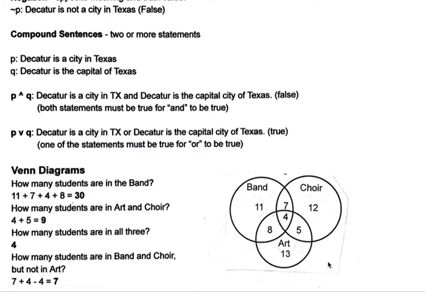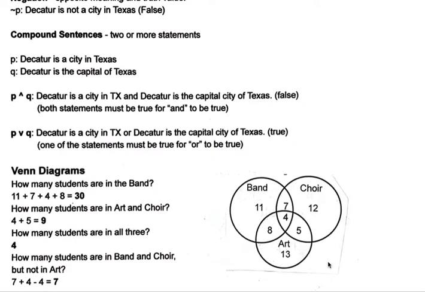Now we're going to get into what are called Venn diagrams. Kind of cool looking things. Multiple circles. You'll see these in papers and different things like that. But just so you understand what's going on here, we got band students, choir students, and art students. Now, band, what we're saying with this 11 is this is the students that are only in band. They're not in choir or art.